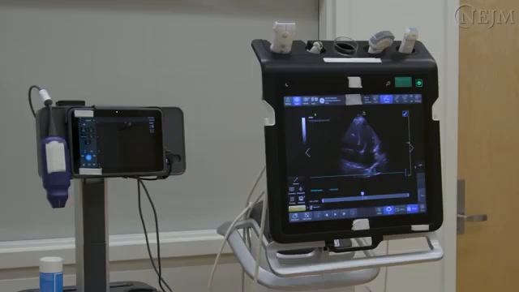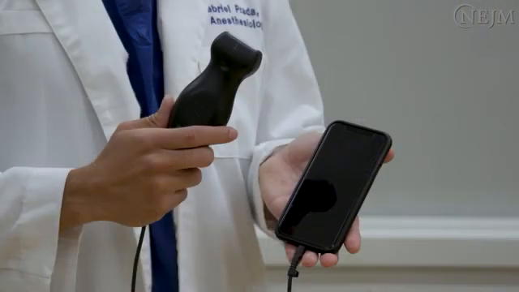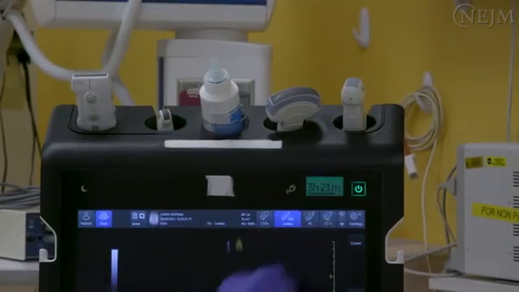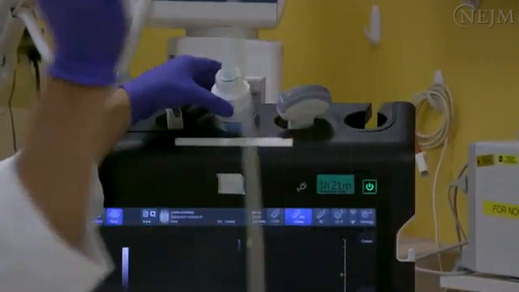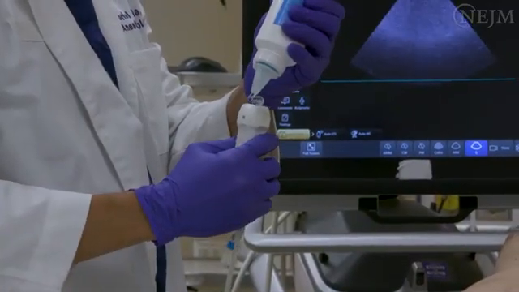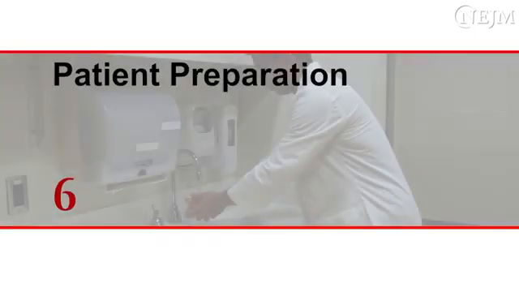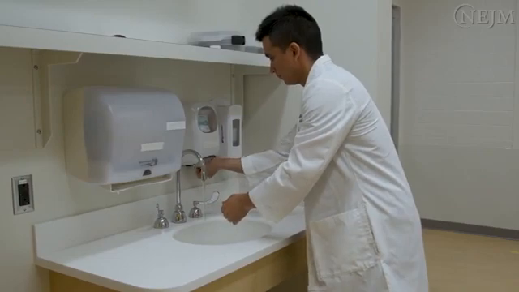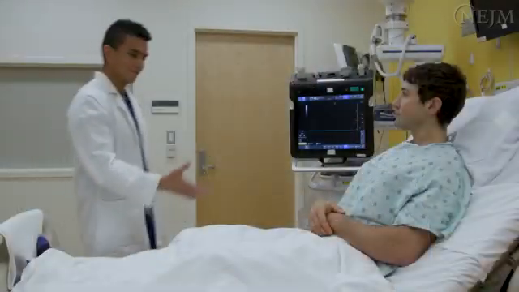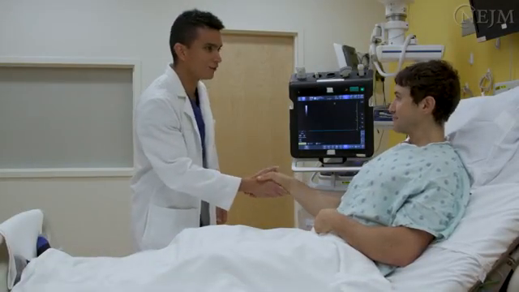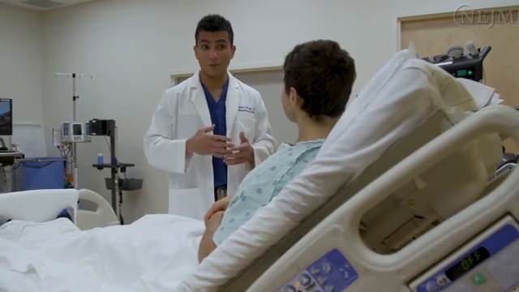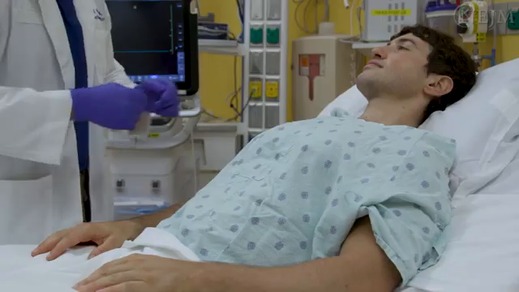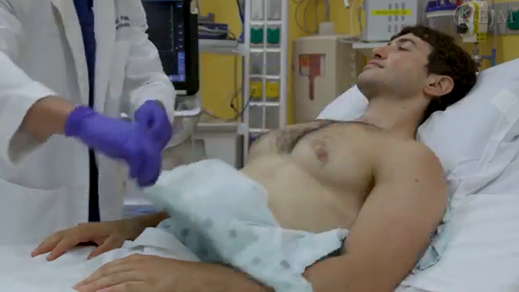Focused cardiac ultrasonography requires an ultrasound system with two-dimensional imaging, a phased-array probe, ultrasound transmission gel, and a pair of gloves. Before beginning the procedure, wash or sanitize your hands. Explain the procedure to the patient and mention that the procedure is not associated with risks or complications. Put on a pair of gloves and expose the patient's thorax.